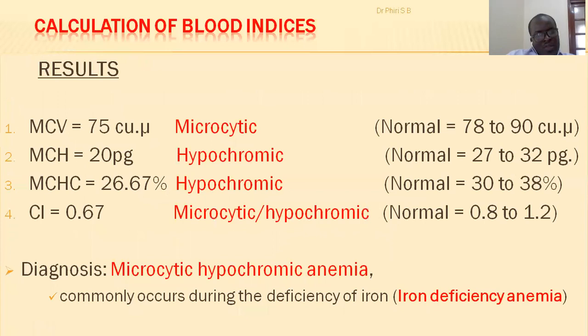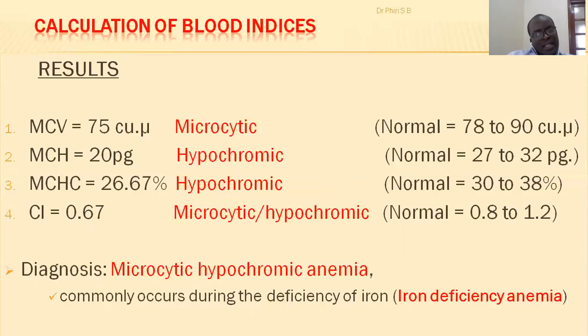So with this subject, what will be the overall results? In terms of MCV, the cells are smaller, microcytic. MCH is less, we had 20 picograms, so it's hypochromic. MCHC is less, we had 26.67, which is hypochromic. And the color index was also less, 0.67, which is microcytic hypochromic. So the tentative diagnosis now will be microcytic hypochromic anemia, which commonly occurs during iron deficiency. So we have iron deficiency anemia. We are good to conclude that this patient is suffering from microcytic hypochromic anemia, an example being iron deficiency anemia.